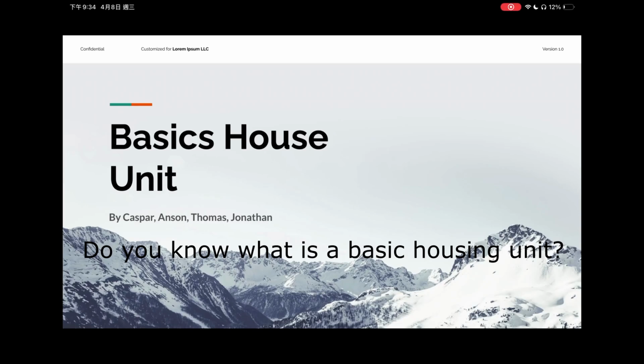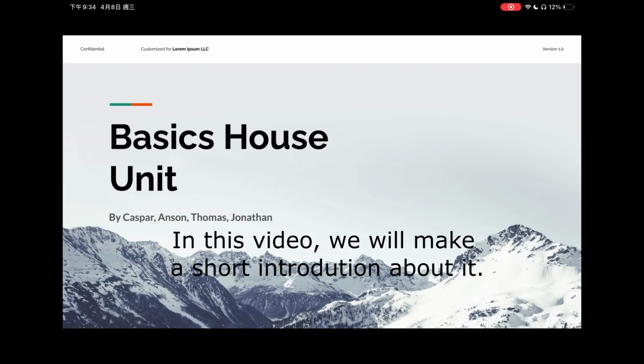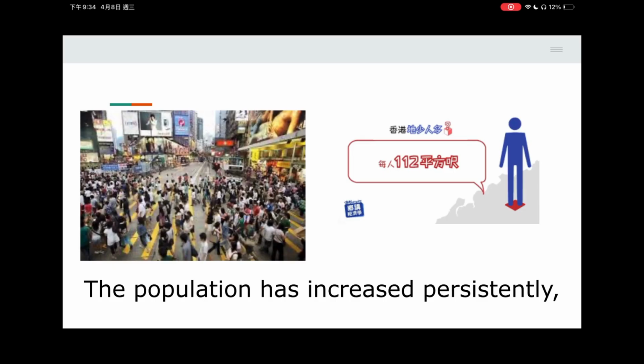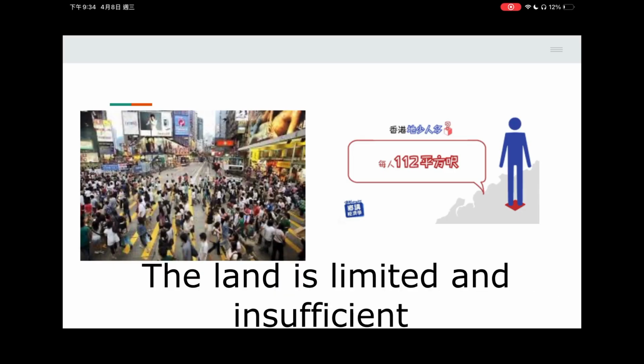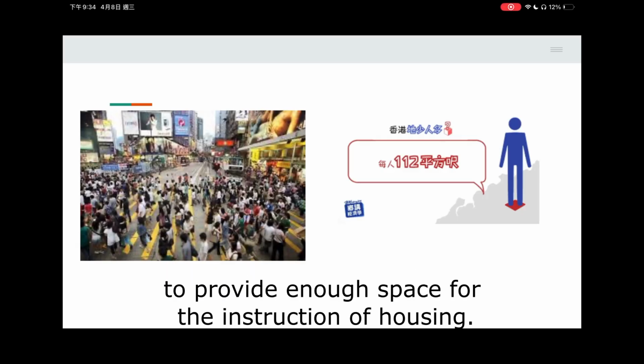Do you know what is a basic housing unit? In this video, we will make a short introduction about it. The population in Hong Kong has increased persistently. The land is limited and insufficient to provide enough space for the construction of housing.